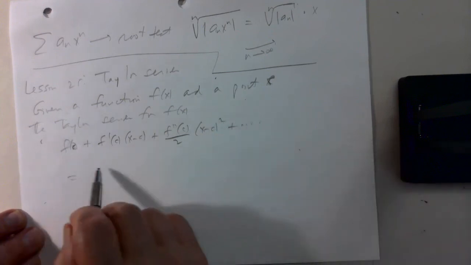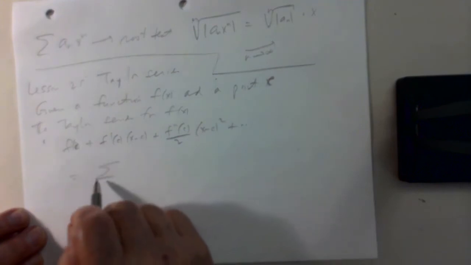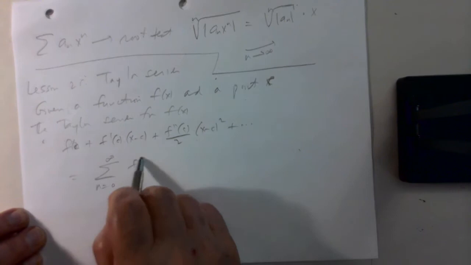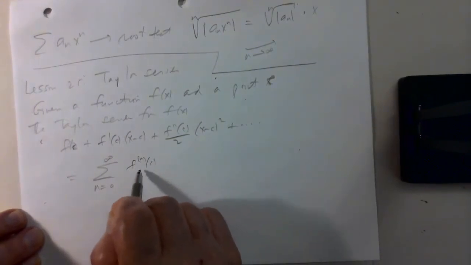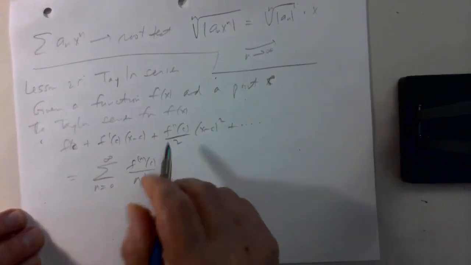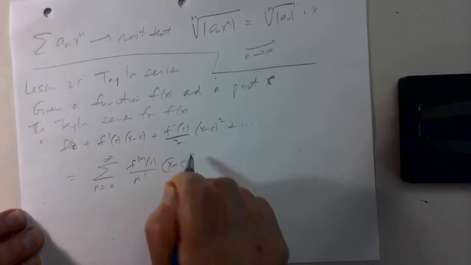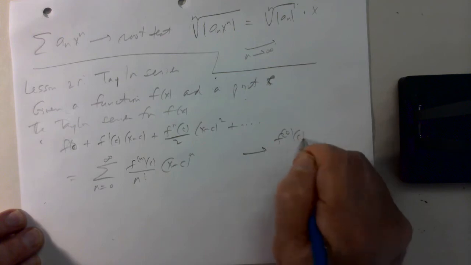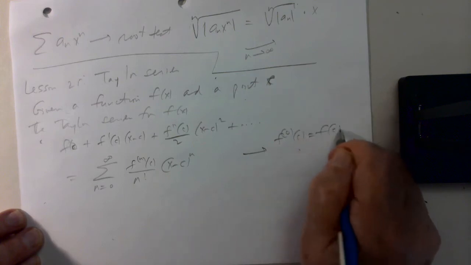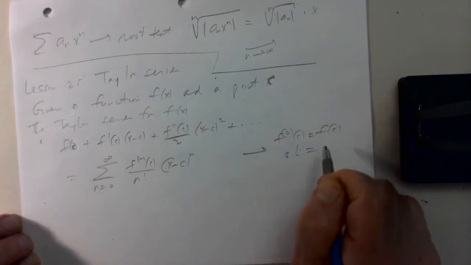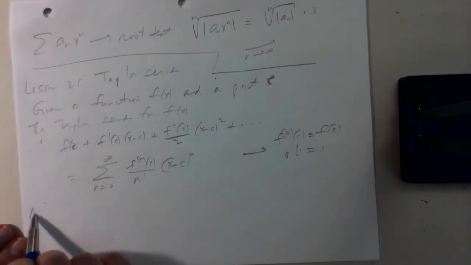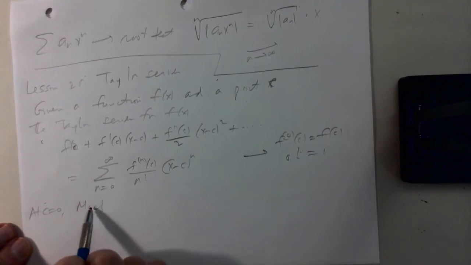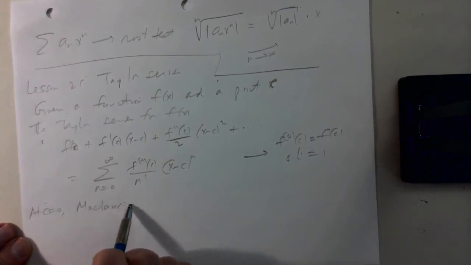In general, this is an infinite series. Summation n goes from 0 to infinity, the nth derivative of the function at c over n factorial, times x minus c to the nth. We'll just recall that the 0th derivative of a function at c is just the value of the function, and 0 factorial is defined to be 1. At c equals 0, the Taylor series is also called the Maclaurin series.